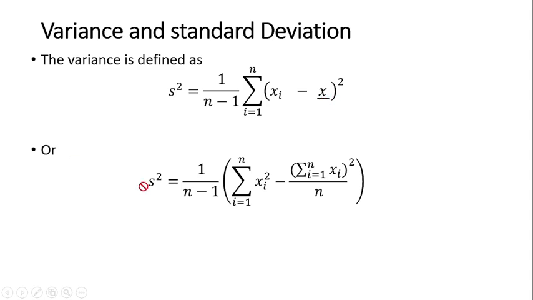If you don't want to use this formula, you can use this one. This one and this one will give you the same result, especially if you are using a calculator. It will be easier for you to take each xi and square it, minus the sum of all the xi, squared. So you can use this second one, it will be easier for you, but if you don't want, you can use the first one. They will still give you the same result.